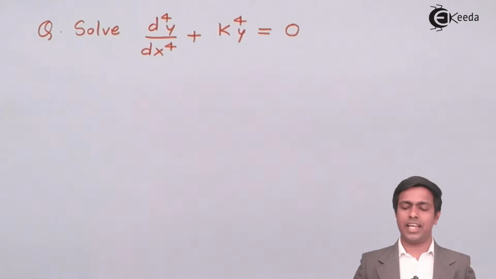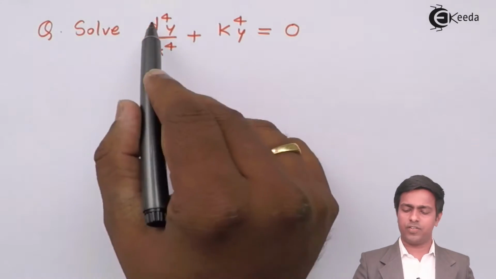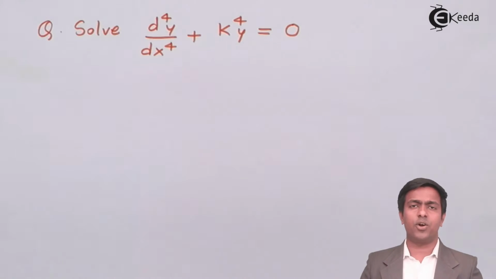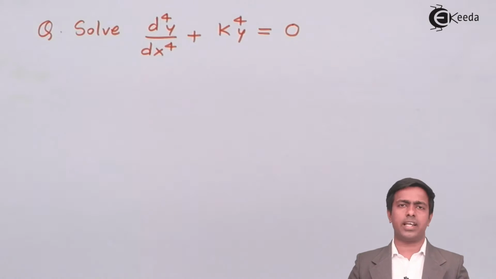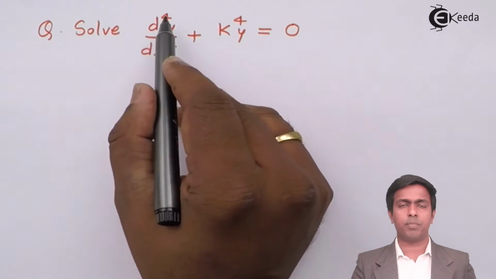So guys, here k to the power 4 is a constant, and also the coefficient of this d to the power 4y by dx to the power 4 is 1. So that is also a constant. So guys, let's find out the solution. So how do we find out the solution? Step number 1 is we convert that equation in terms of operator. So what is the operator that we'll use for this d to the power 4y term?